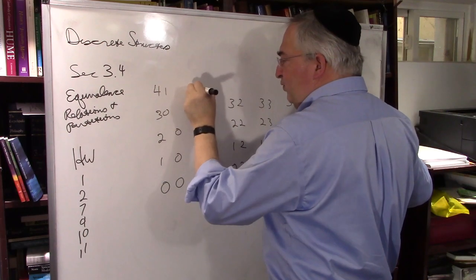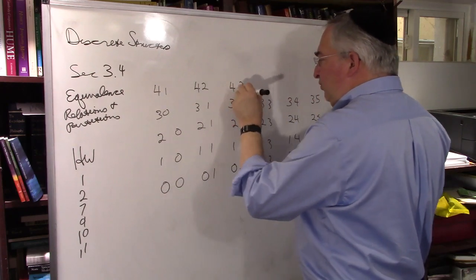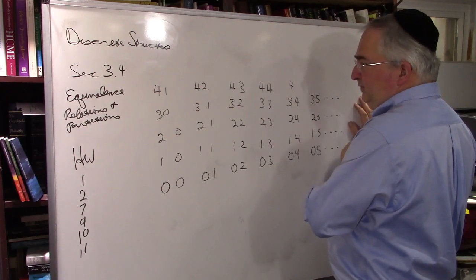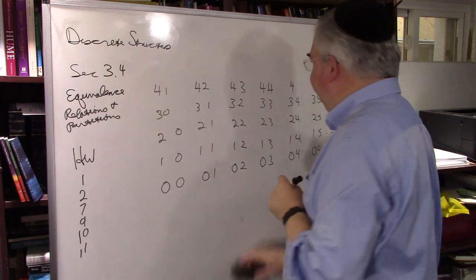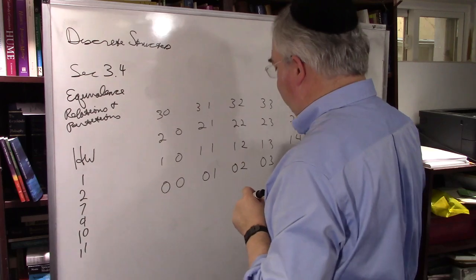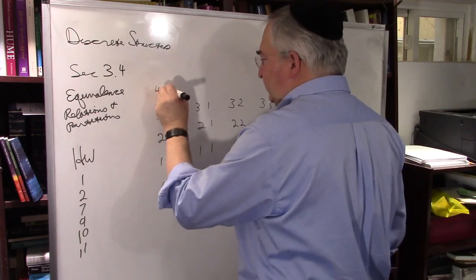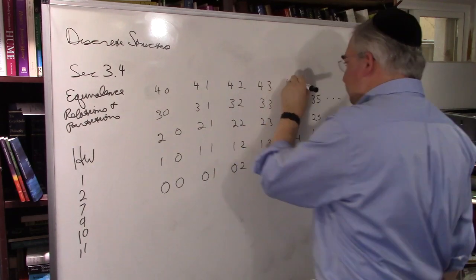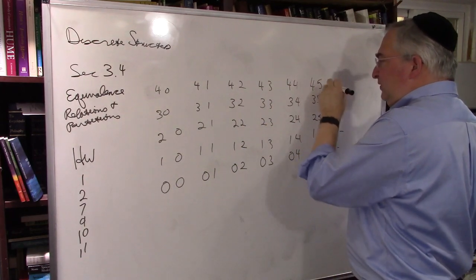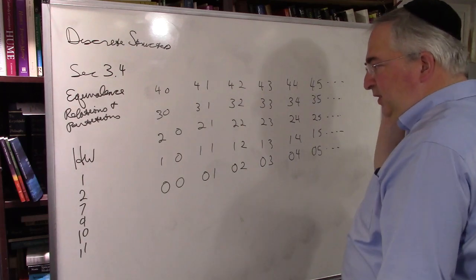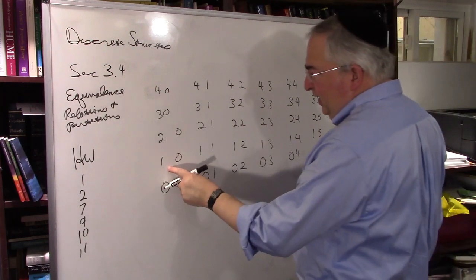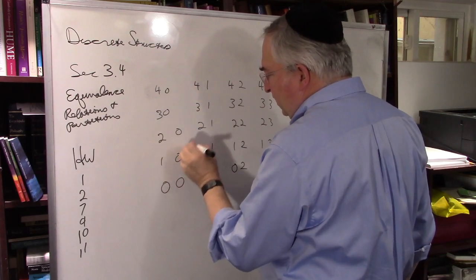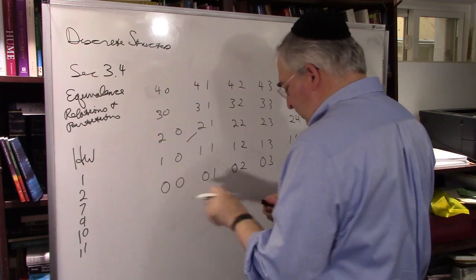4, 0, 4, 1, 4, 2, 4, 3, 4, 4, 4, 5, dot, dot, dot. Okay, let's see what's related to what. This guy is going to be related to this. 1 plus 1 is equal to 2 plus 2. So this guy is related to this. Okay, and I want to use a different color.